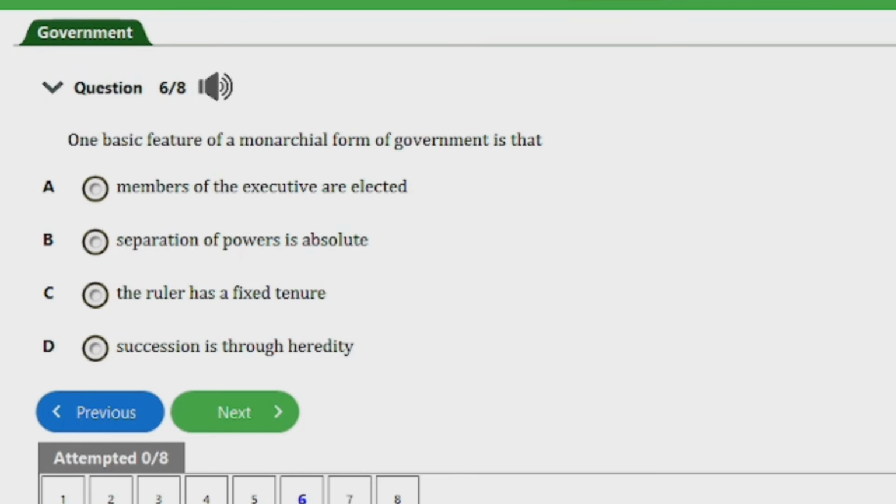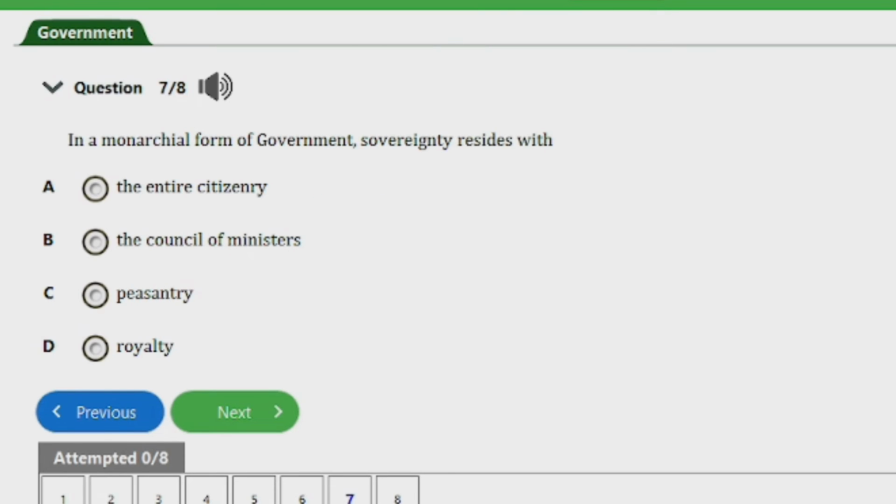So here's question number 6. It says, one basic feature of a monarchical form of government is that A. members of the executive are elected, B. separation of power is absolute, C. the ruler has a fixed tenure, D. succession is true heredity. So guys, the answer to this question is option D here, succession is true heredity. So let's head on to the next one guys.